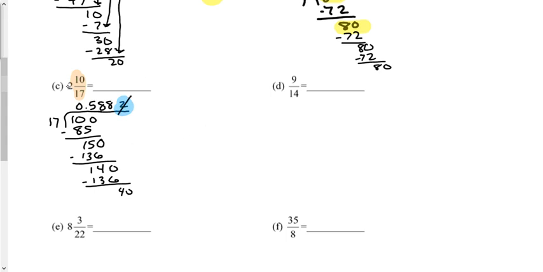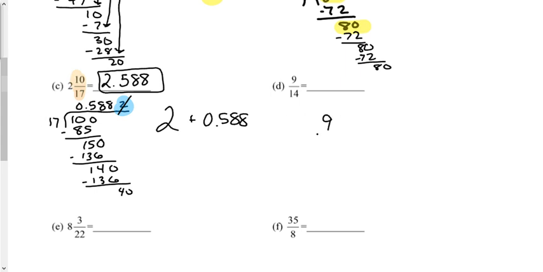So I haven't done anything with this 2 out front yet, so I have a big 2, and then I still have 0.588. So my final answer will be 2.588. And there we're done. We've rounded to the nearest thousandth. These are great to check on a calculator too, by the way. Like, there's nothing wrong with doing that. Just making sure you're doing things right, making sure I'm doing things right.